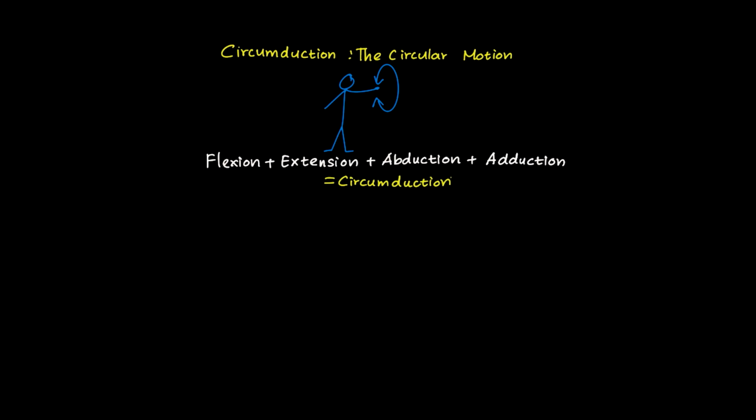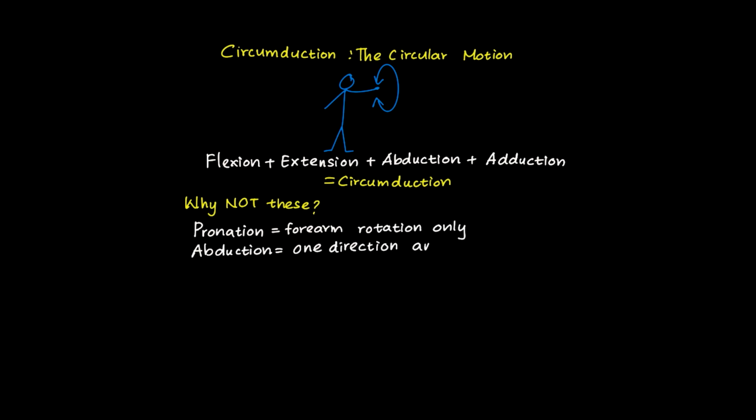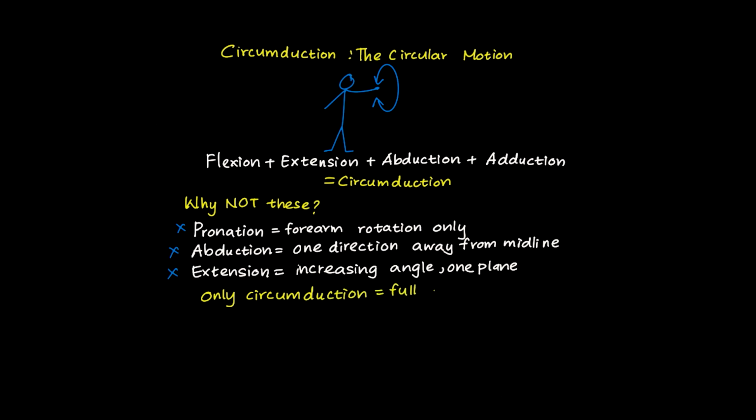Pronation is just rotating the forearm so the palm faces down. No full circle involved. Abduction alone moves the arm away from the midline in one plane. Extension alone straightens or opens an angle at a joint. Neither of those covers the full circular sweep the question describes.